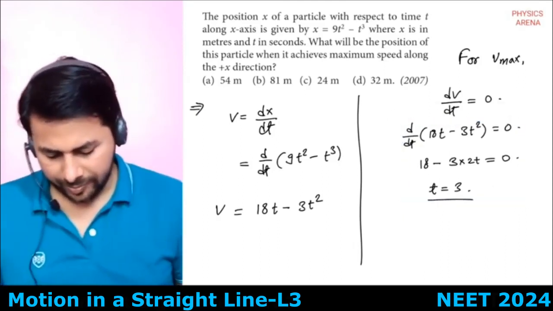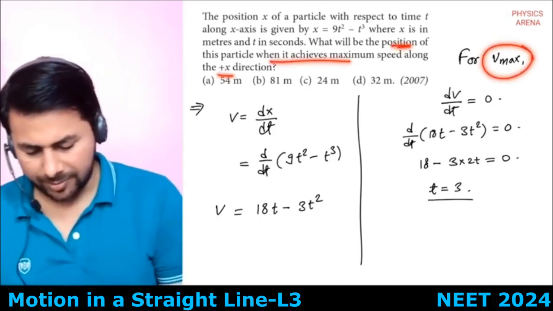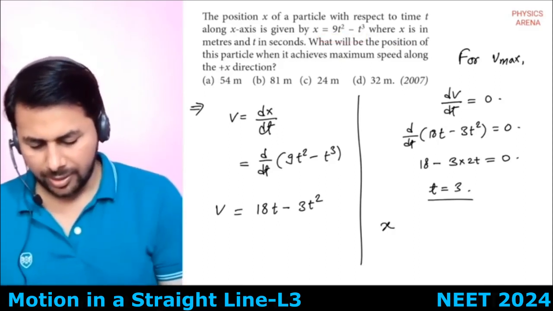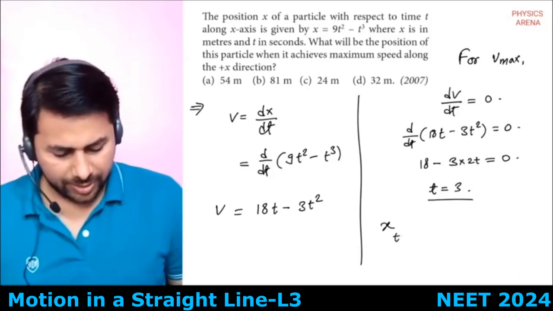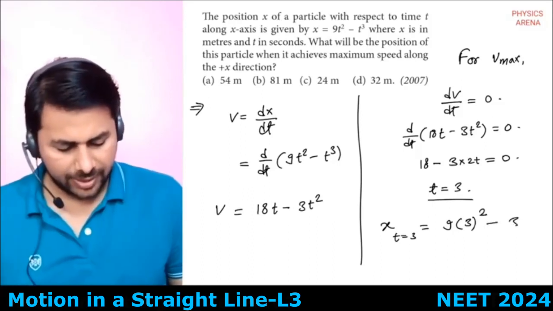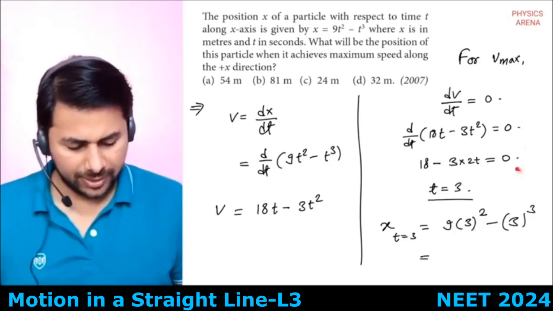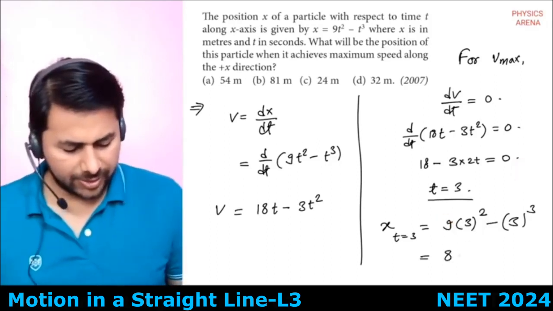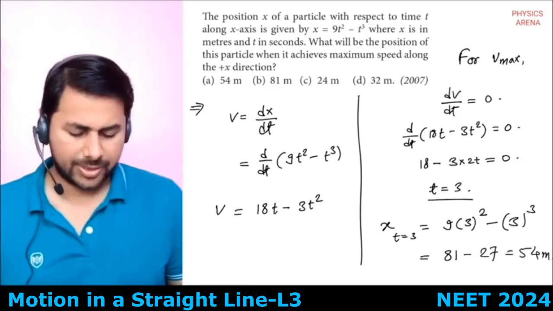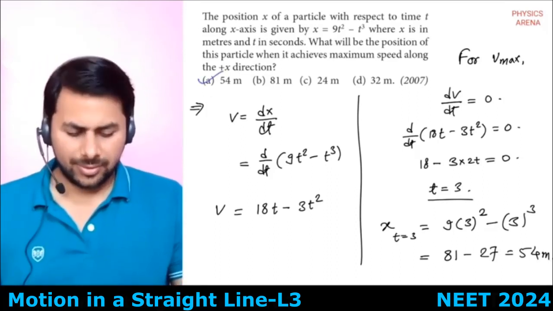So you got the time, but you want to find its position when velocity becomes maximum. So let's put in x, which is just in terms of time. x at t equals 3 will be equal to 9 times 3 square minus 3 cube. 9 times 9 is 81, and 3 cube is 27. So it is 54 meters. Option A is the correct answer. Very good. Okay, this is clear.